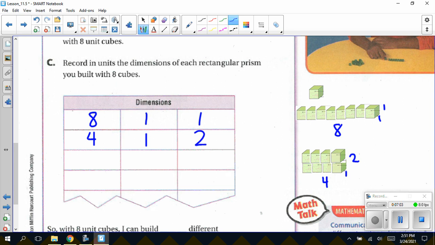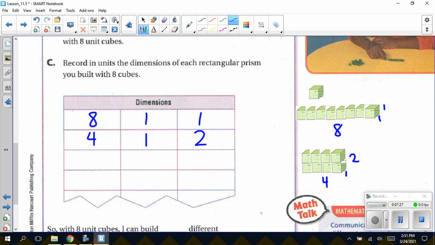Again, I could stand it straight up, so I would have 2 by 1 by 4, or I could flip it so that way it's going deep, and I could have a 1 by 2 by 4. So it doesn't matter the order of your dimensions. It would still be the exact same number of cubes, just flipping the prism around.